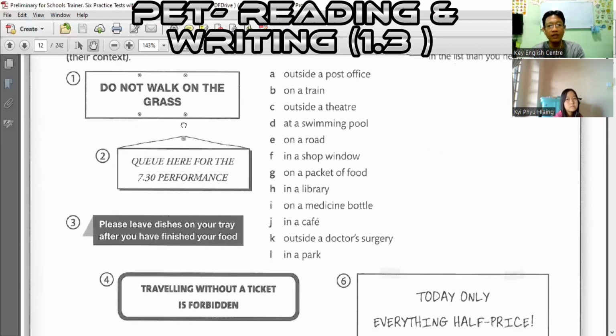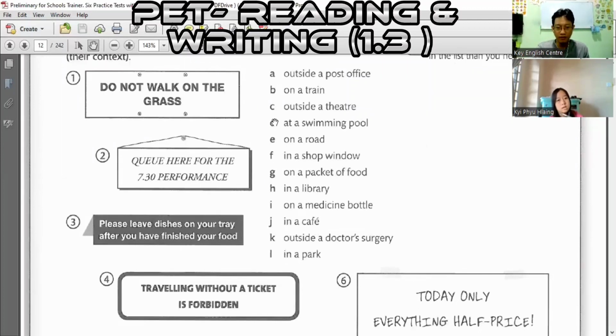So where can we see "Do not walk on the grass"? A, B, C, E, L? L. Very good. Yeah, it's L. Okay. Do not walk on the grass.